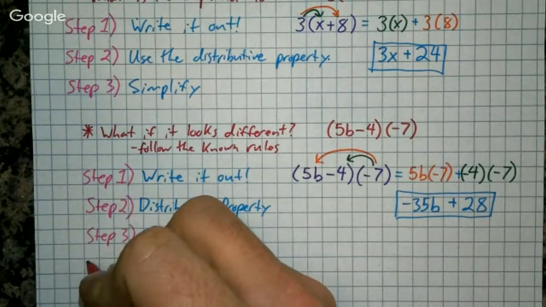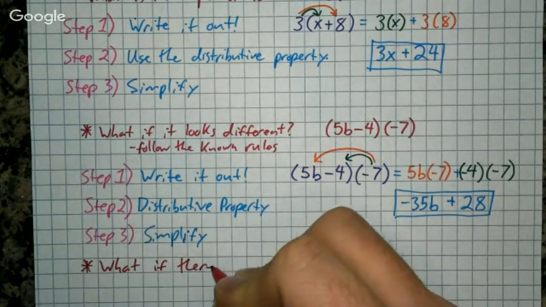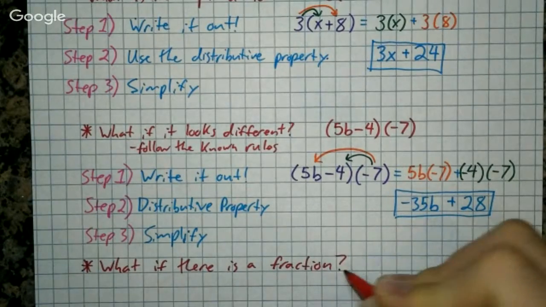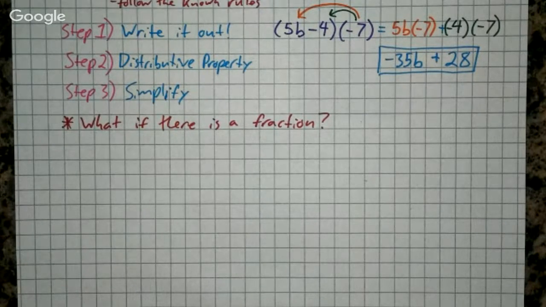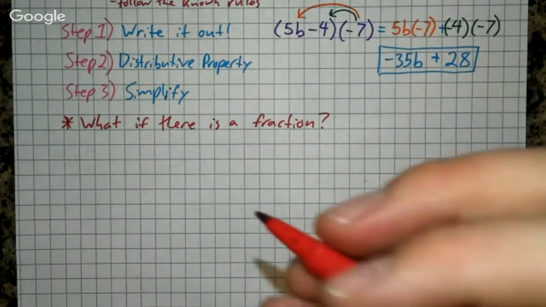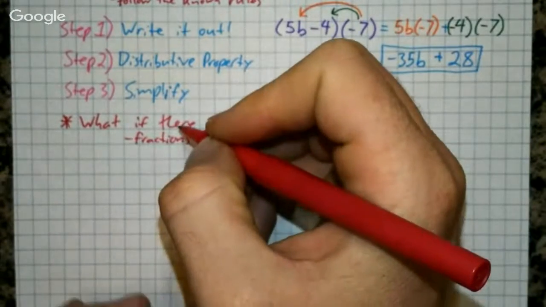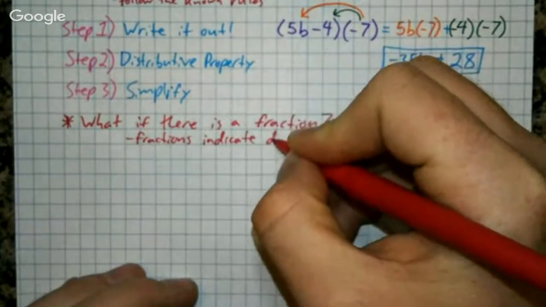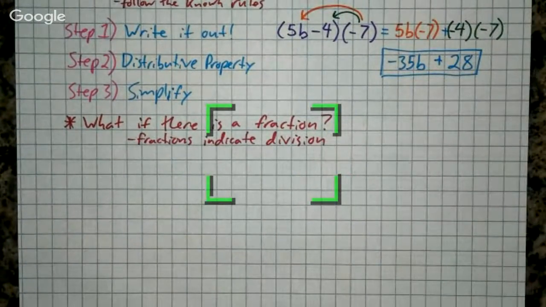Now, what if there is a fraction? What if there's a fraction? So we've done it a simple way. We've done it if it looks a little different. Now, what if there's a fraction? Now, remember, when you are working with fractions, fractions indicate division. Right? Fractions are just a way of showing division.